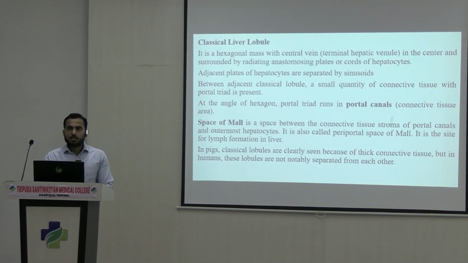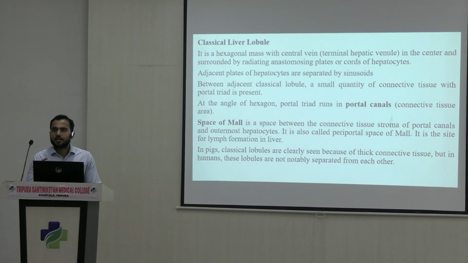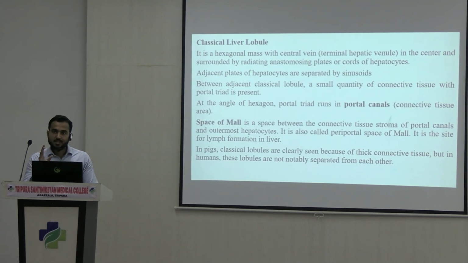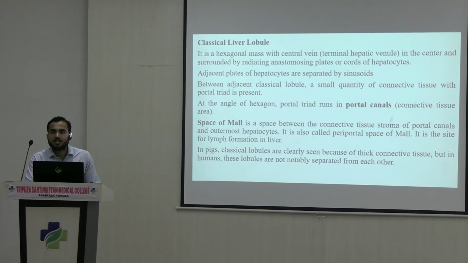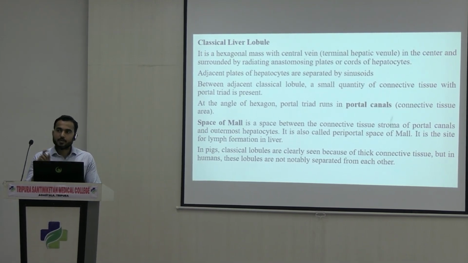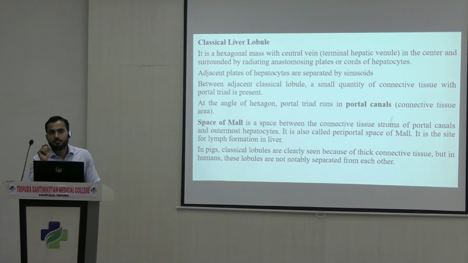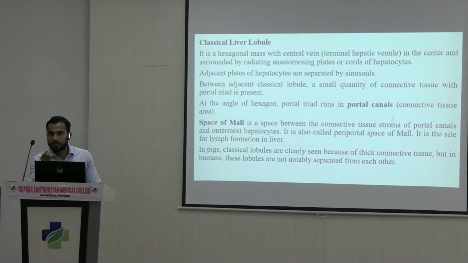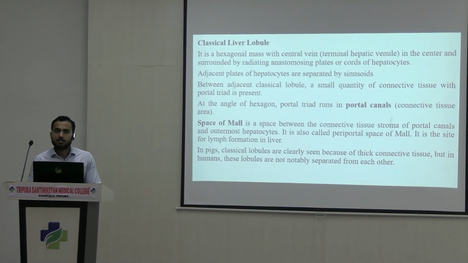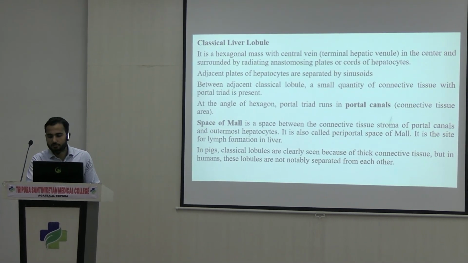Next, an important space is there, which is related to the classical liver lobule, and that is called the space of Moll. Why is this particular space important? Because from this particular space only the lymphatics of the liver arise. The lymphatic of the liver, which is draining the liver, arises from this space of Moll.